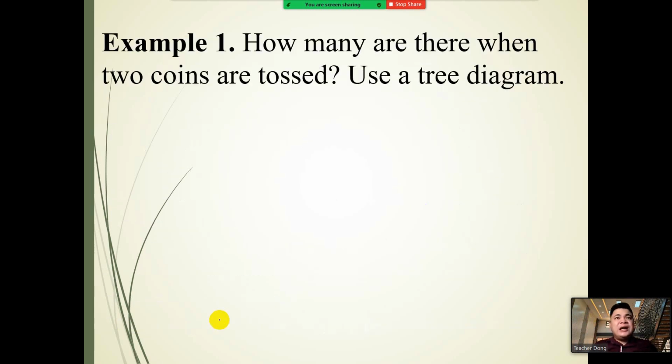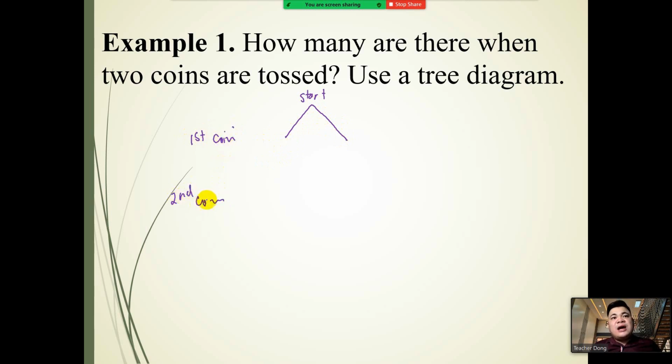Now, example, how many are there when 2 coins are tossed? Use a tree diagram. So in this case, the problem is requiring us to use a tree diagram in identifying how many possible outcomes there are when 2 coins are tossed. So we are going to start. This is the start. And then just remember that from the start, we have the first coin. We also have the second coin below.